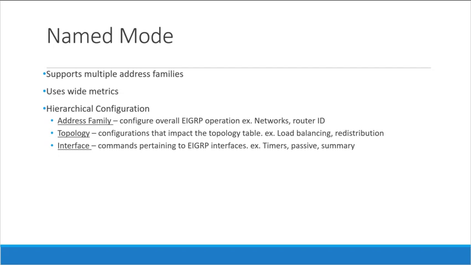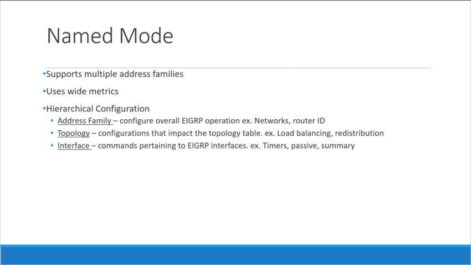It has a hierarchy in its configuration, and there are 3 different levels that we look at. The first is the address family, and that's where we're going to configure our overall EIGRP operation. So for example, our networks, which interfaces do we want to participate in EIGRP, and our router ID. The next is the topology, which holds the configurations that impact the topology table. So it's kind of intuitive that way.